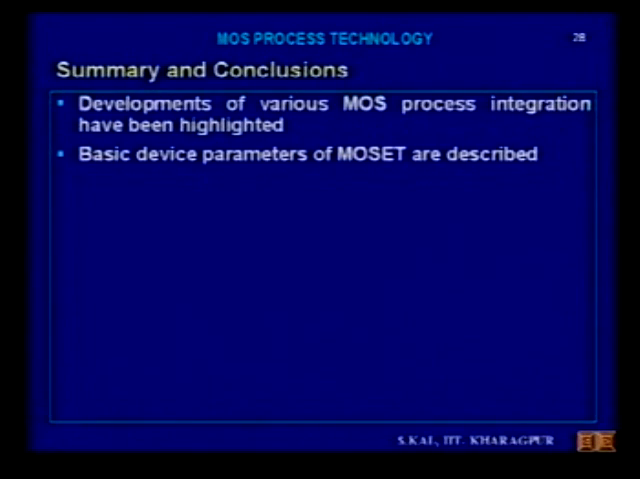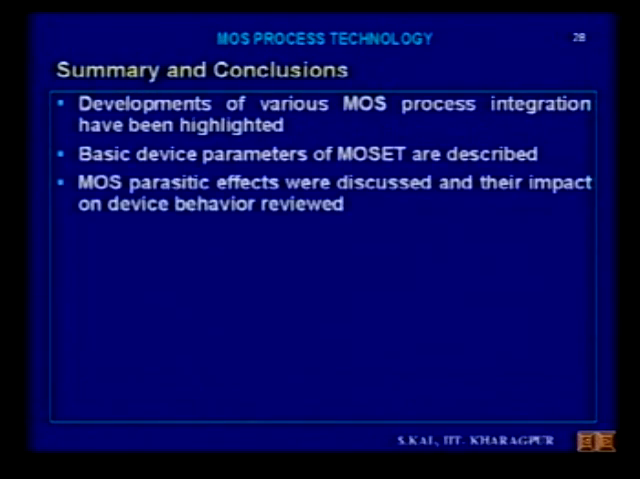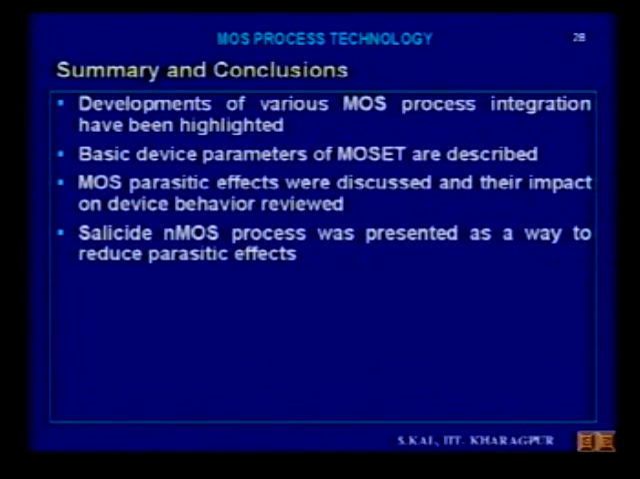Device parameters of MOSFETs are described. MOS parasitic effects were discussed and their impact on device behavior reviewed. Silicide NMOS process was presented as a way to reduce parasitic effects. Silicide process reduces the parasitic regions, so density will be improved, and contact resistance is also reduced because of the silicide process, as a result of which the parasitic delays are reduced to a large extent.